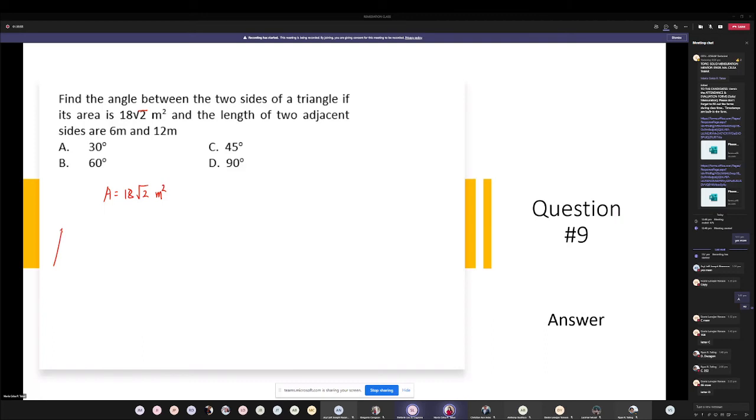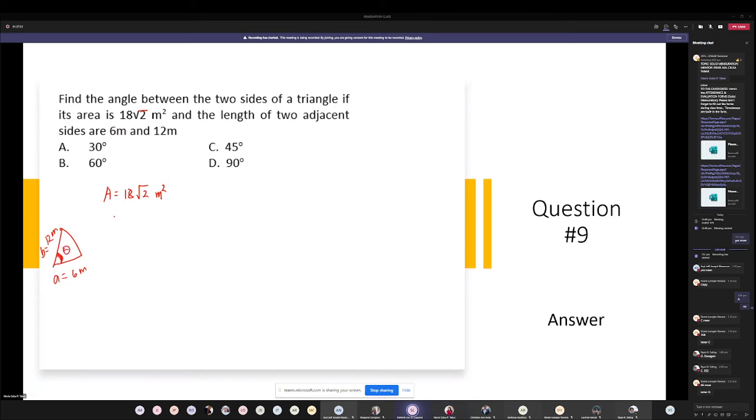Again, let's say I will be labeling this one as side A. This is the 6 meters. And let's say this is side B, the 12 meters. The angle that I'm going to measure should be this angle, the angle between the two adjacent sides. So this angle here.